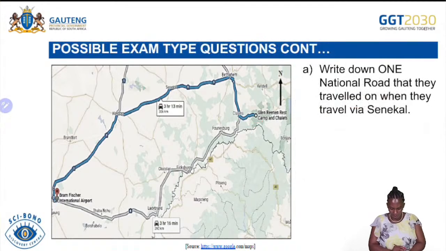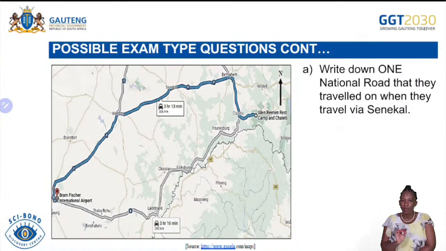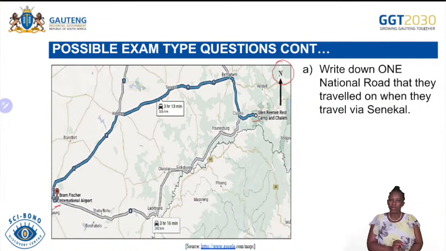Now let's continue. Again, boys and girls, before we can even answer the question, let's analyze this map. Remember what I said, it's a Google map. And then we look at the north. Here, we are given a true north to say the north is facing up. And then here's their destination, Glen Rennen camp and chalets. And then they are leaving from where? From the Bram Fisher Airport, the Johnson family.